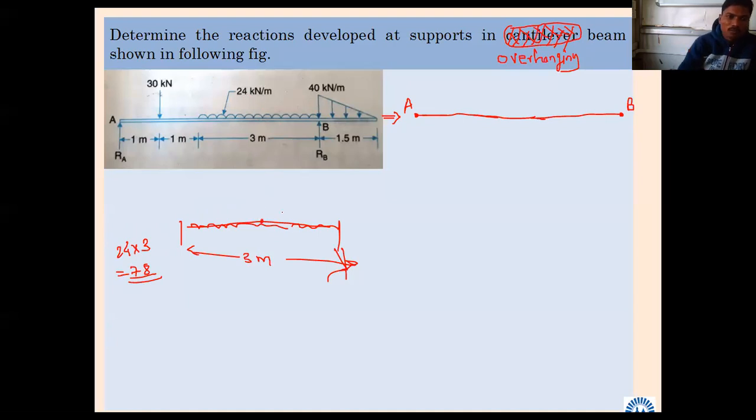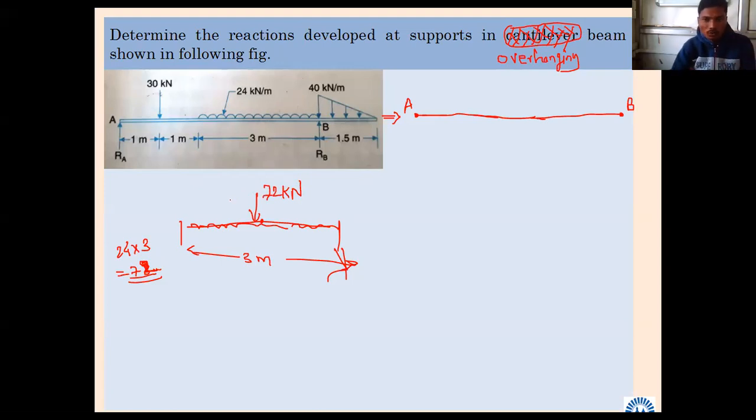Where do we have to apply it? Sir, it is 72, right? You told 78, just check. No sir, you had said 72. Okay, 72. And where do we have to apply it? At the middle. 72 kilonewton.